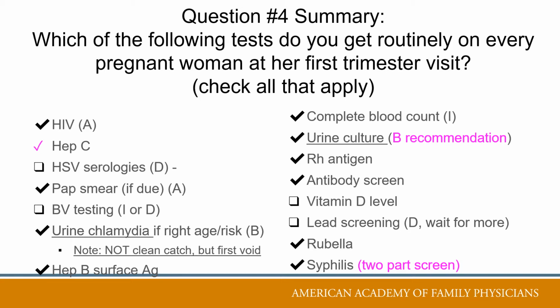So let's go back to the tests that you want to routinely get on every pregnant woman. HIV, hepatitis C, pap smear, urine chlamydia. You can also do this with the cervical swab, but it is not necessary to do so. Hepatitis B surface antigen, complete blood count, urine culture to screen for asymptomatic bacteria, Rh antigen, antibody screen, so that goes with your type and screen, rubella, and syphilis. Syphilis is a 2-part screen.